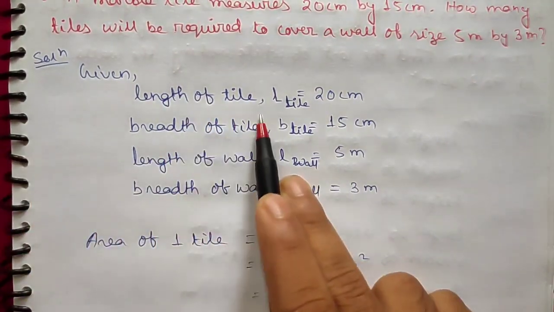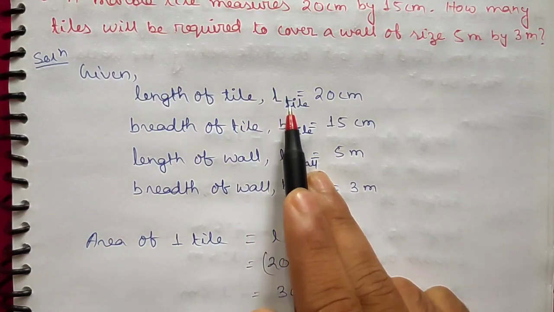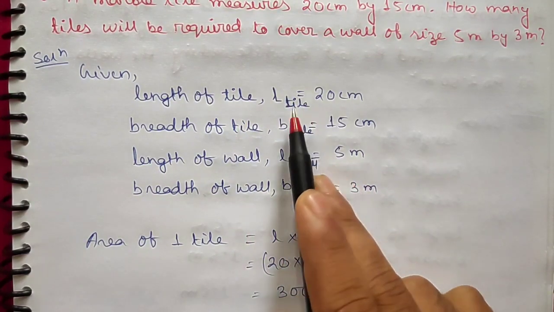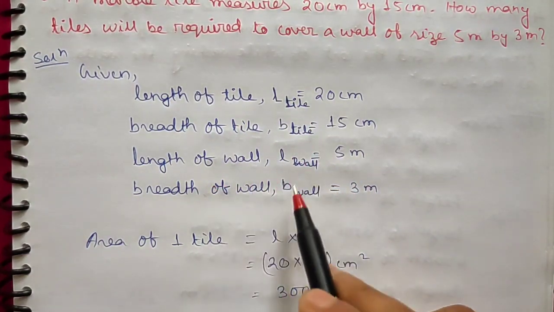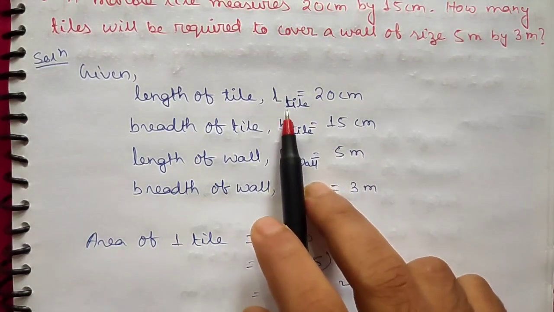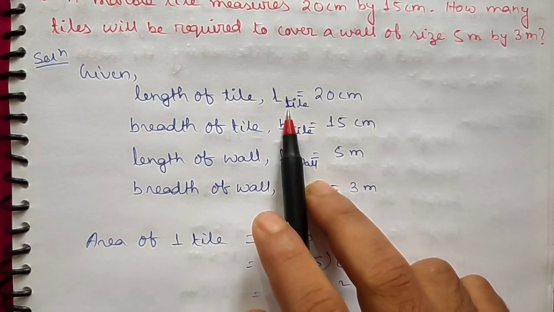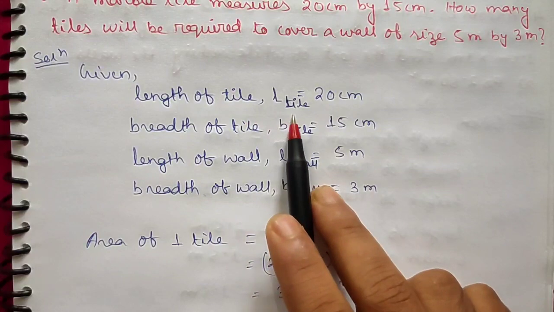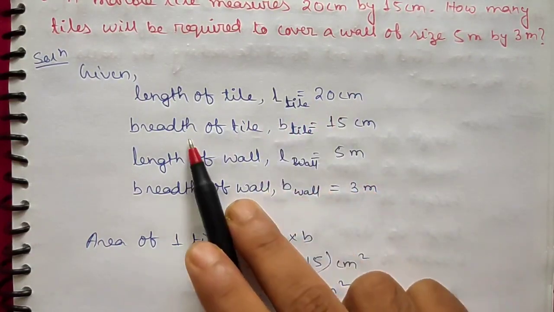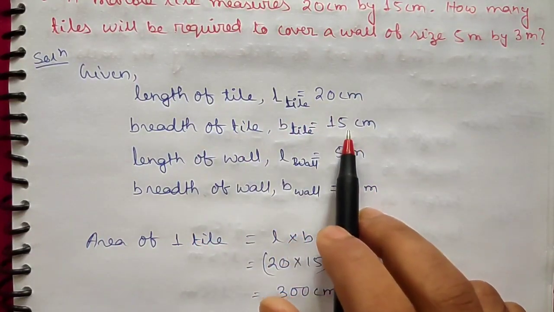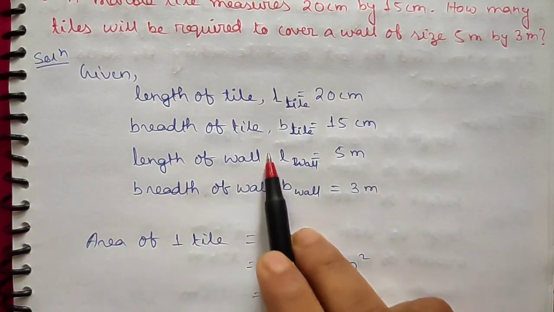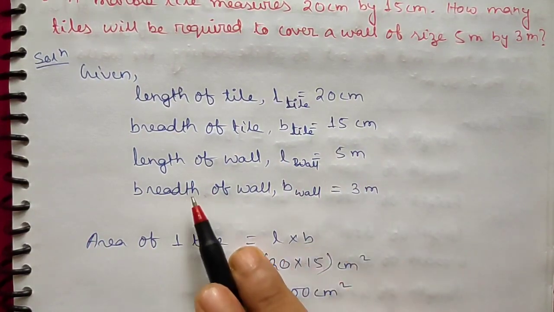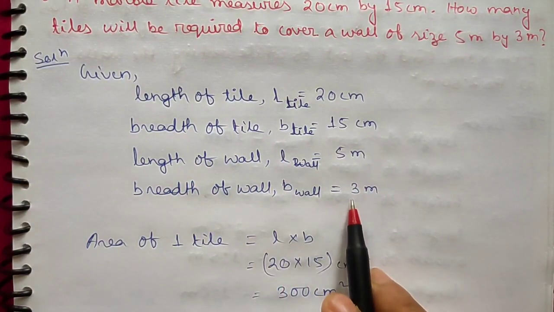Solution: given length of tile, breadth of tile, length of wall, breadth of wall. So I have written L tile, which denotes the length of tile. Length of tile, L tile, equals 20 centimeter. Breadth of tile, B tile, equals 15 centimeter. Length of wall, L wall, equals 5 meter. Breadth of wall, B wall, equals 3 meter.